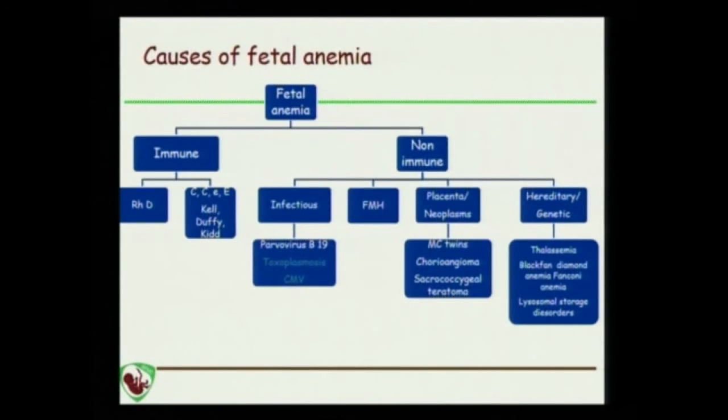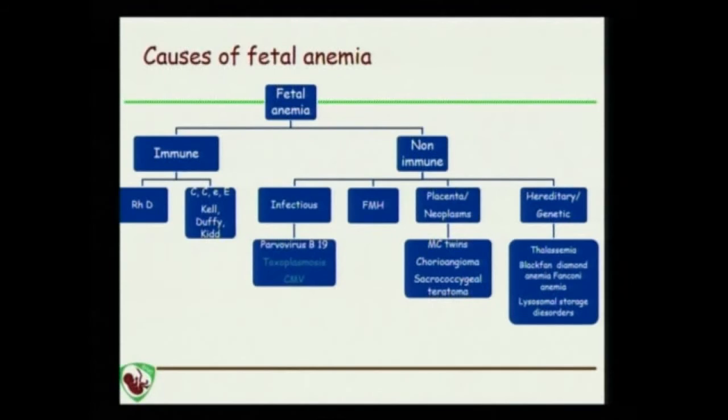Then, although much rarer, and more painful, are the hereditary or genetic causes, which can give rise to recurrent anemia and recurrent hydrops and fetal losses, like alpha thalassemia, Diamond-Blackfan anemia, Fanconi's anemia, lysosomal storage disorders, and many such. So it's important to know where our baby fits in.